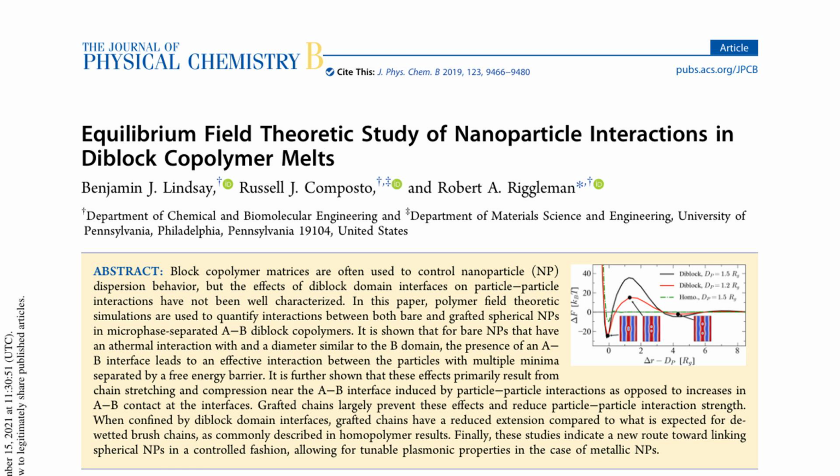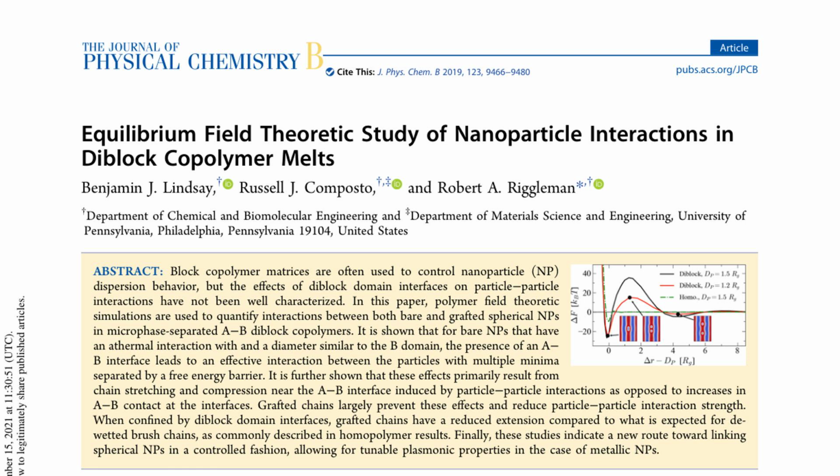In this work, the authors perform polymer field theoretic simulations to study the interactions between bare and grafted NPs in diblock copolymer matrices. They show that for bare NPs with athermal interactions and similar diameters to the B domain, the presence of an AB interface leads to an effective interaction between the particles with multiple minima separated by a free energy barrier. These effects primarily result from chain stretching and compression near the AB interface induced by particle-particle interactions. Grafted chains largely prevent these effects and reduce particle-particle interaction strength.